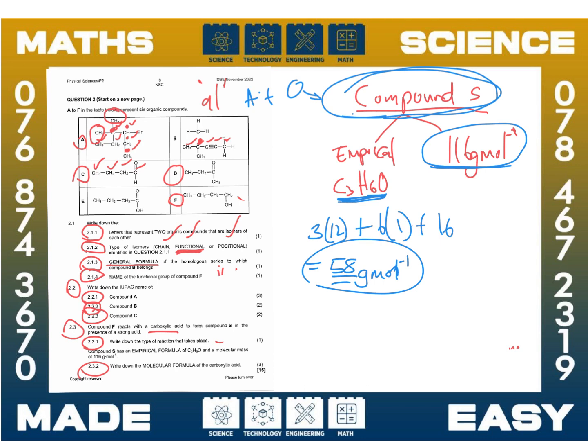So now we have 116 divided by 58, we get a 2. You take this 2 and multiply the empirical formula. So 3 times 2 gives 6, 6 times 2 gives 12, and there's an invisible 1 there, 1 times 2 gives 2. This is the molecular formula of compound S: C6H12O2.